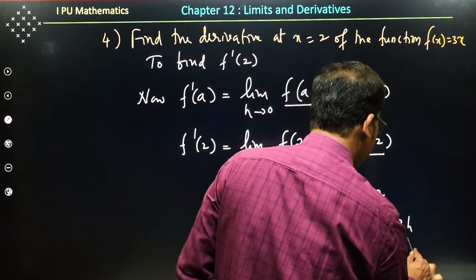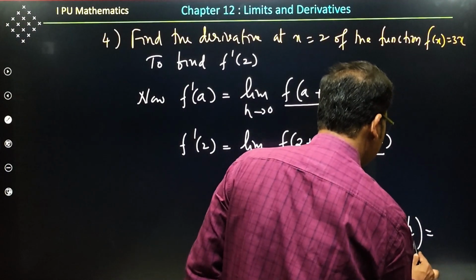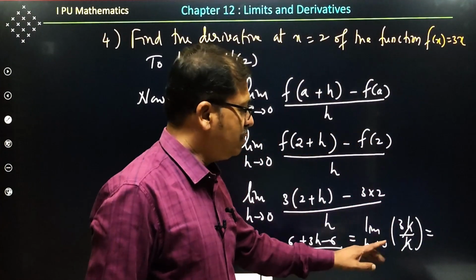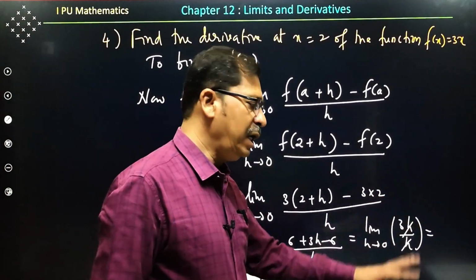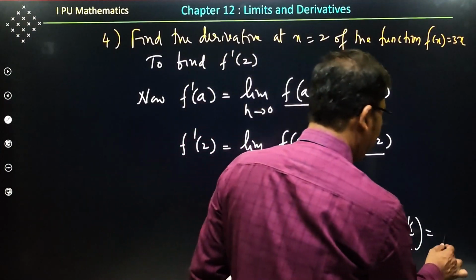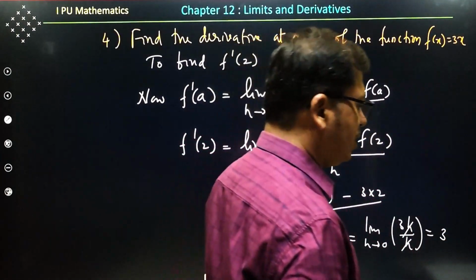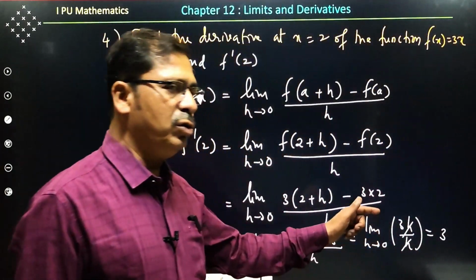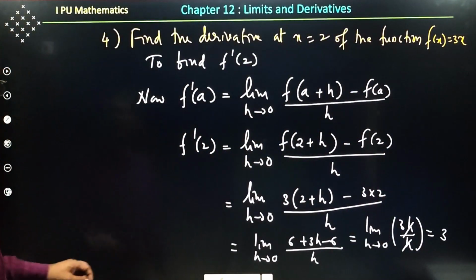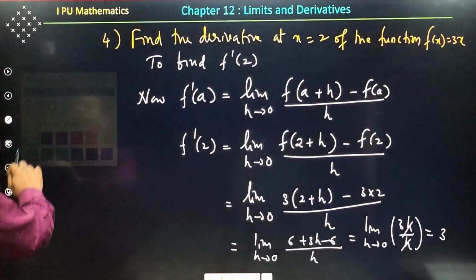3h upon h, h cancels. What remains? 3 remains. 3 is a constant. So limit x tends to a of k is equal to k only. According to that, you write 3 only. So this is the answer for this question. Answer is 3. So limit h tends to 0 of 3 equals 3 only here. Another similar example, let me take into consideration here.